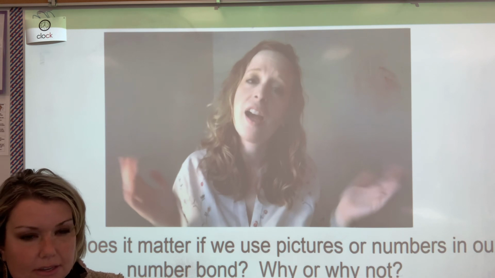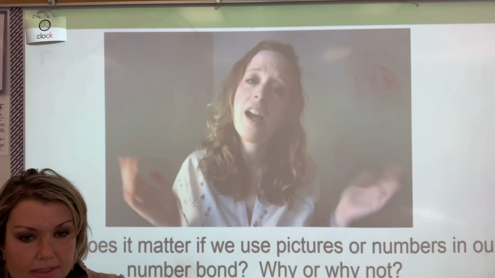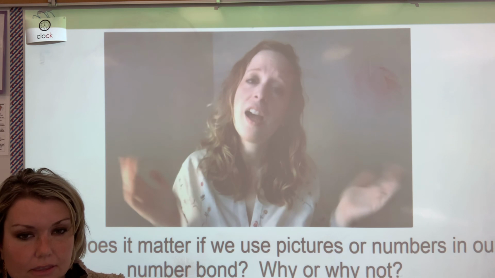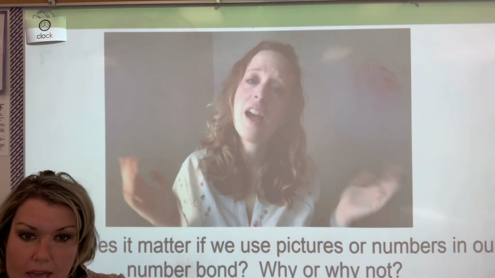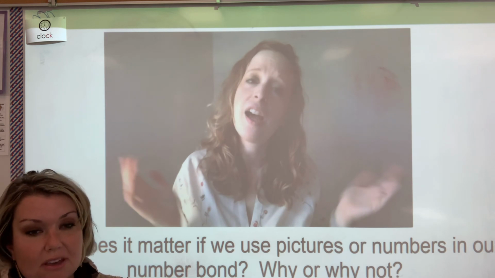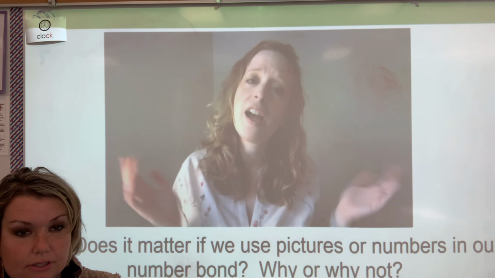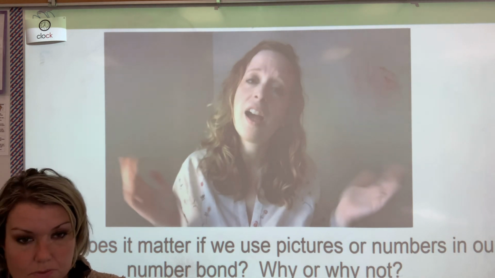Does anybody think anything different? Nicole, what do you think? Thank you, Carolyn. I think no, because they are the same. Nicole thinks no because it's the same if you draw pictures. If I draw 3 pictures and 2 pictures, it's the same as the numbers 3 and 2.